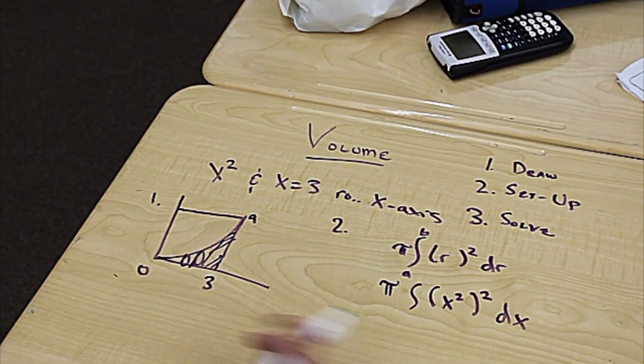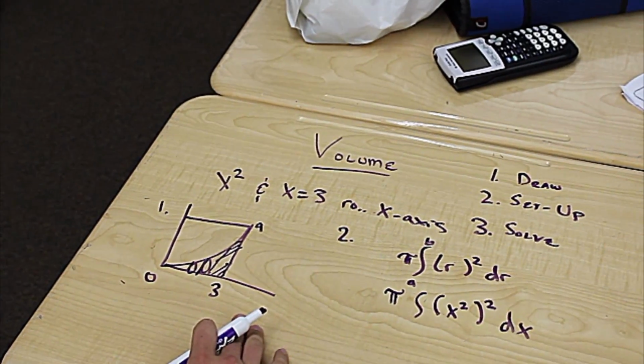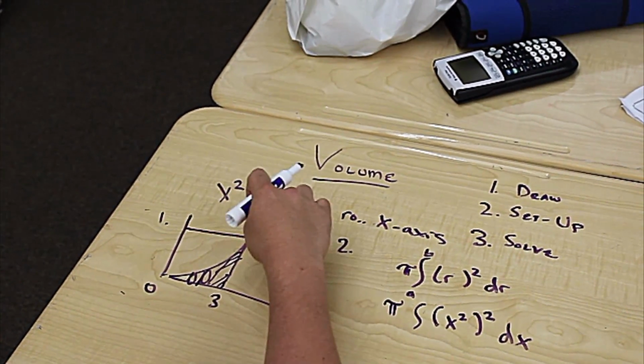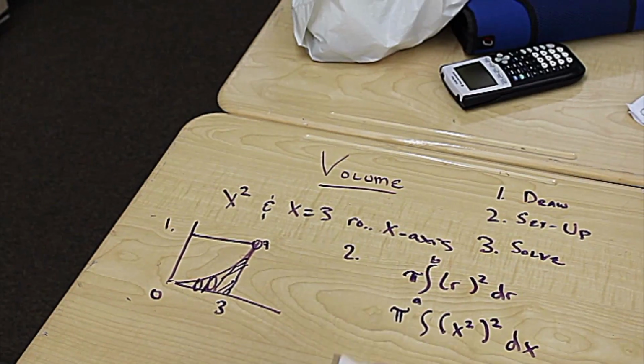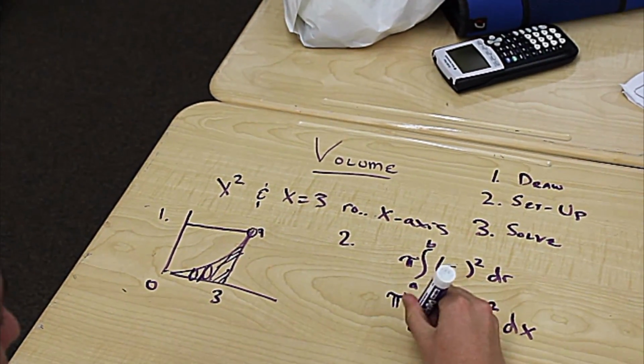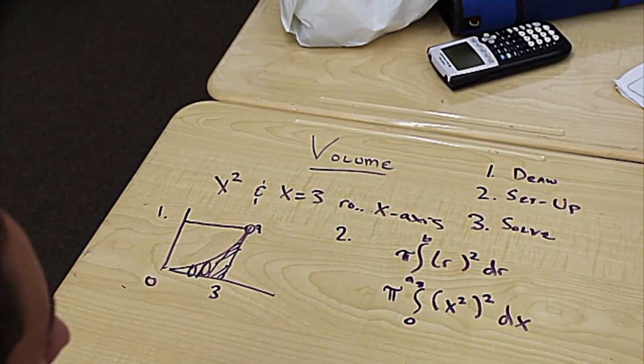Alright, so the domain is just going to be from 0 to 3, since that's where your area starts and where it ends, because this is the point of intersection up here. So it's just going to be from 0 to 3. And then next we're ready to solve.